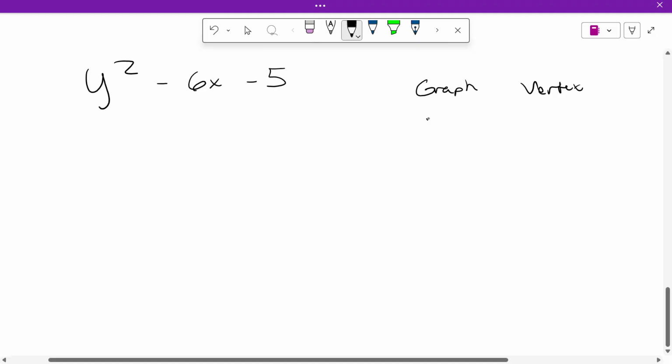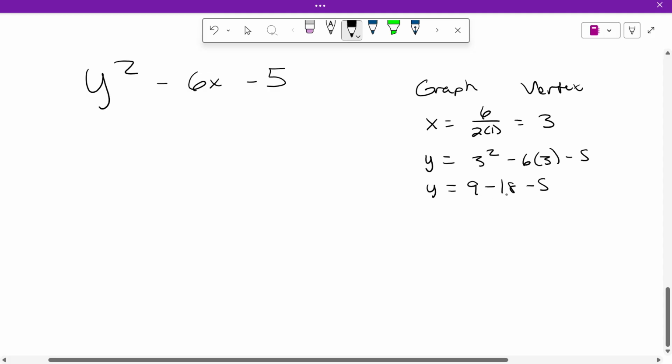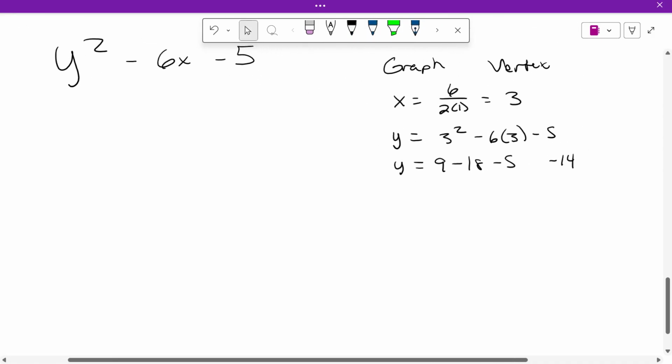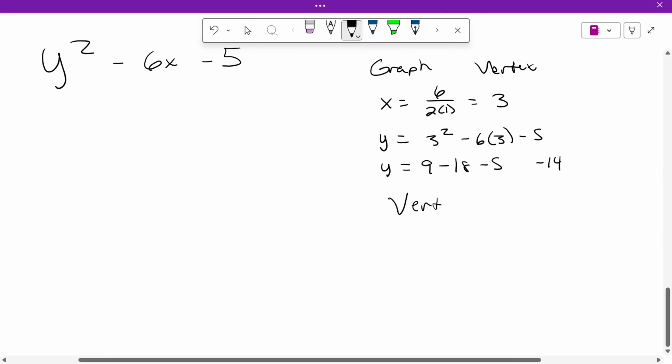Negative b over 2a. So it's 6 over 2 times 1, which is 3, is the x value of the vertex. Find the y value of the vertex. It's 3 squared minus 6 times 3 minus 5, which is 9 minus 18 minus 5. 9 minus 18 is negative 9. Minus 5 is negative 14. So my vertex is 3, negative 14.